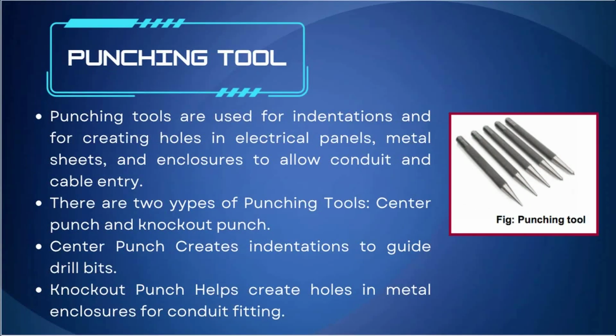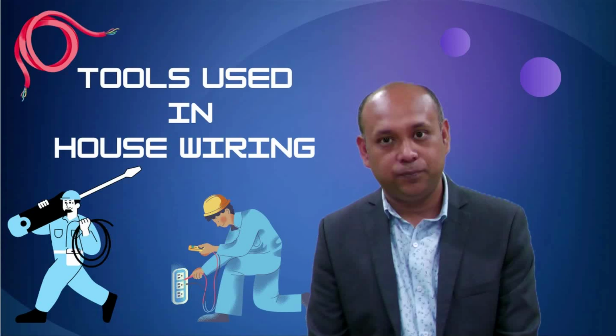So punching tools are used for indentations and for creating holes in electrical panels, metal sheets and enclosures to allow conduit and cable entry. There are two types of punching tools, center punch and knockout punch. Center punch creates indentations to guide the drill bits, while knockout punch helps create holes in metal enclosures for conduit fitting.